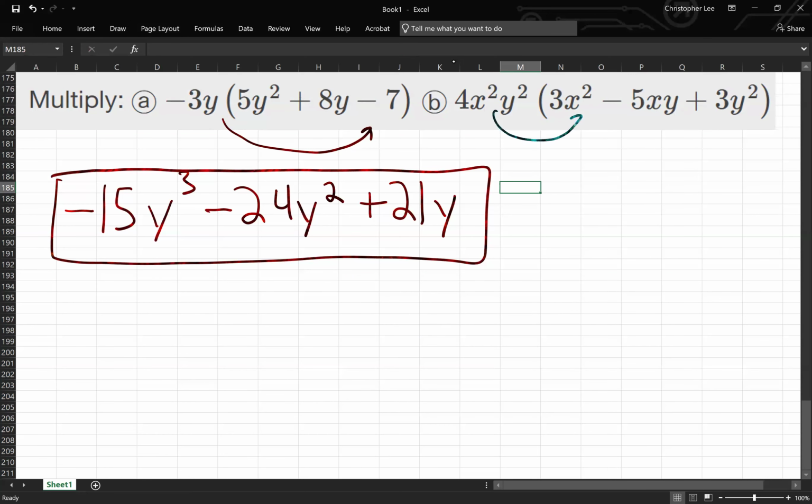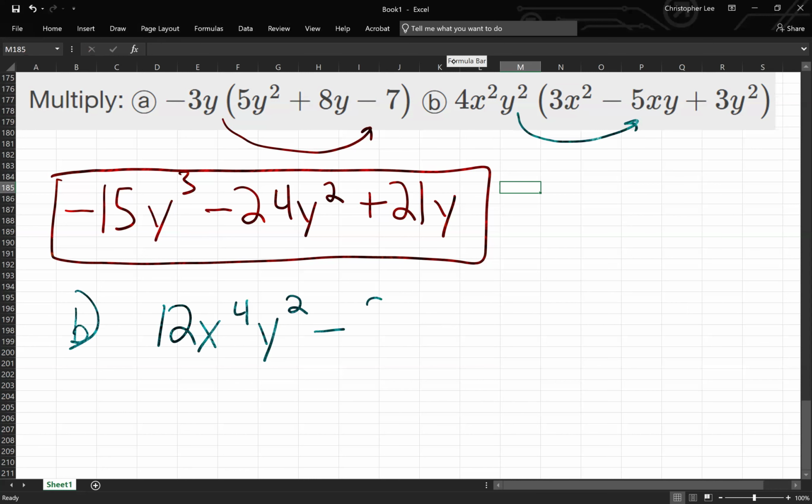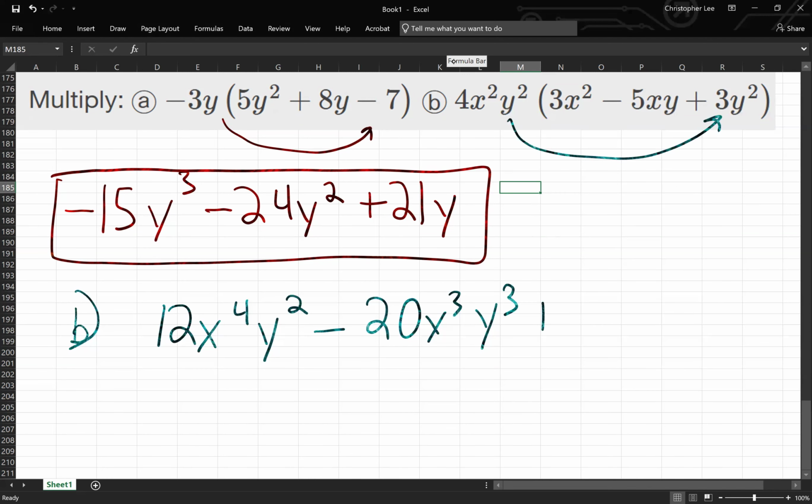All right, boom. So for B, okay, there we go. So I have a 4x squared y squared times 3x squared. What's that going to be? X to the fourth y squared. Good. Next one. Good. Last one. Good. Any questions on this?